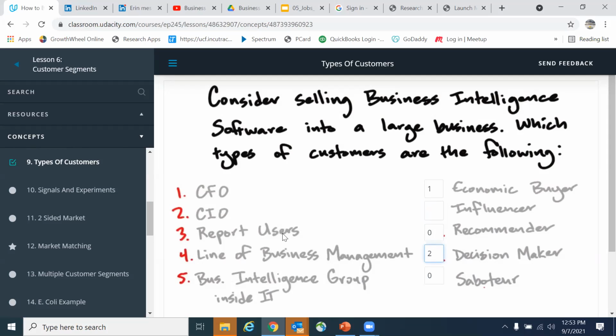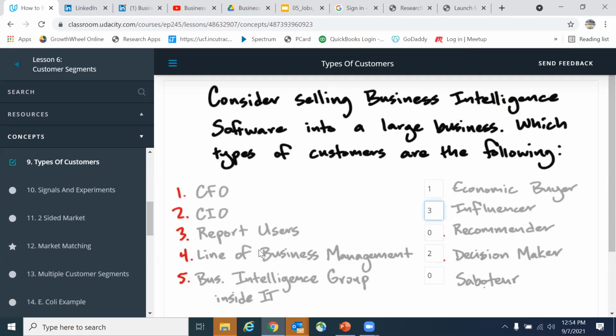I would believe they would be like the influencers, because if they're using... Yeah, the recommender or the influencer. Okay, number 3 here. I would say yeah. This is actually very good for developers because it's considered selling business intelligence software into large business. So the types of customers are the following?